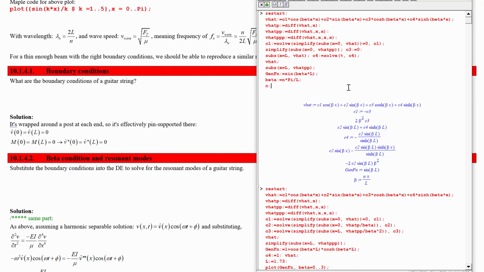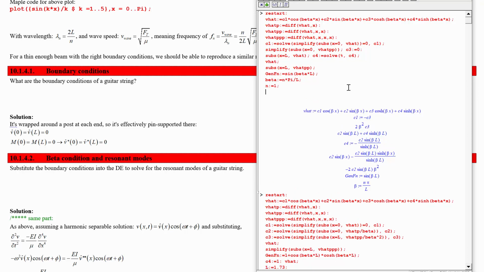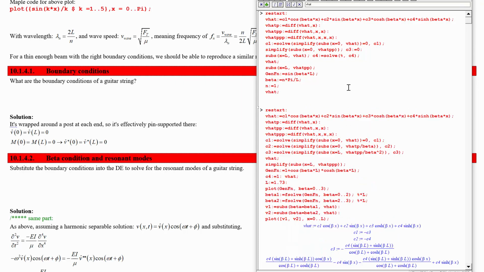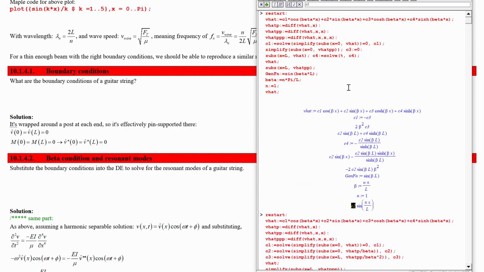So now we can just say, if n is equal to 1, then we're going to have v hat, which looks like this. It's just a sine function. What about if n is equal to 2? Then we've got that different sine function with twice the frequency. We can plot a bunch of these.